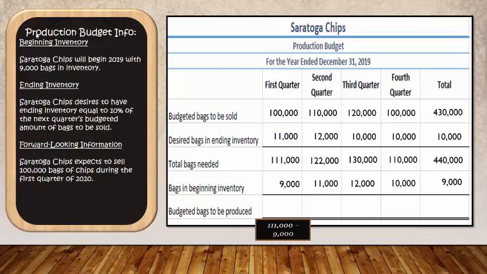So if we need 111,000 bags during the first quarter, but we began with 9,000, that means we only need to manufacture or produce 102,000 bags of chips. And we repeat these steps for each of the other quarters.